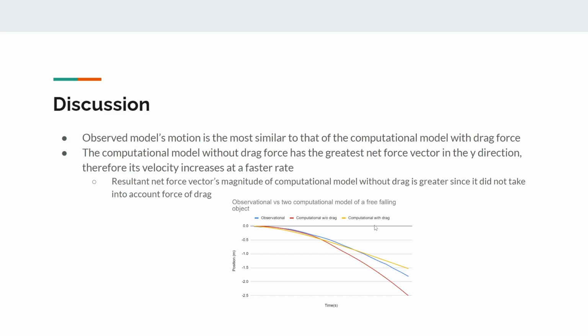The observed model's motion is most similar to that of the computational model with drag force. The computational model without drag force has the greatest net force vector in the negative y direction. Therefore, its velocity increases at a faster rate. The resultant net force vector's magnitude of the computational model without drag is greater, since it did not take into account the force of drag.